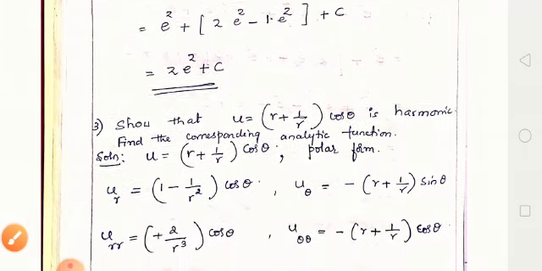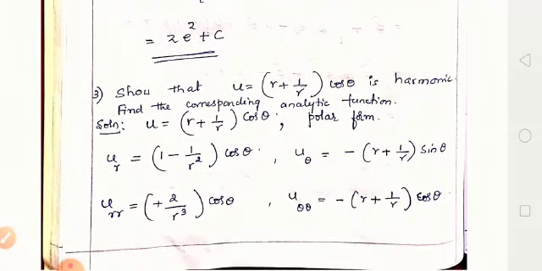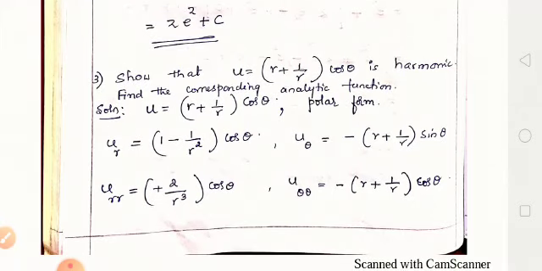Now, let's see a function in polar coordinates. Show that u equal to (r plus 1 by r) into cos theta is harmonic and find the corresponding analytic function. Here u is a function of r and theta, so we have to find partial derivatives of u with respect to r and with respect to theta.